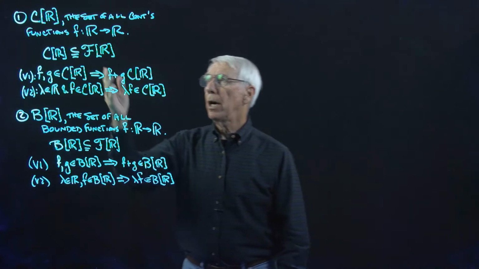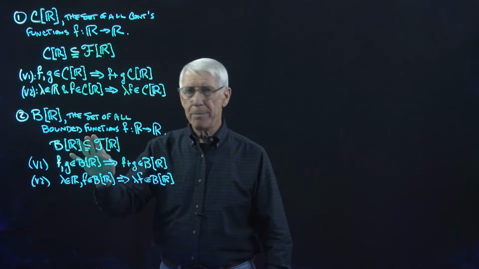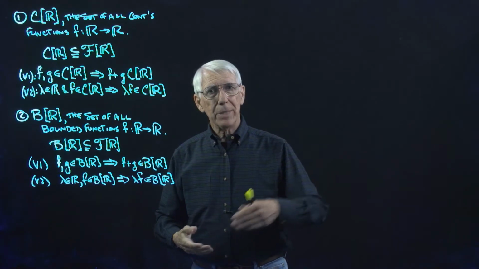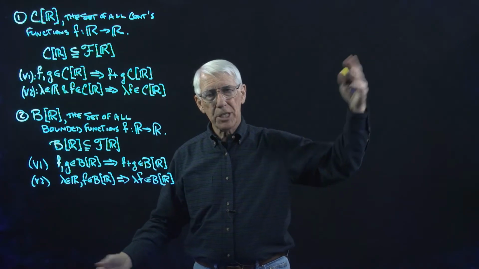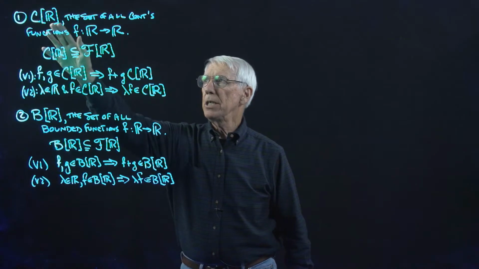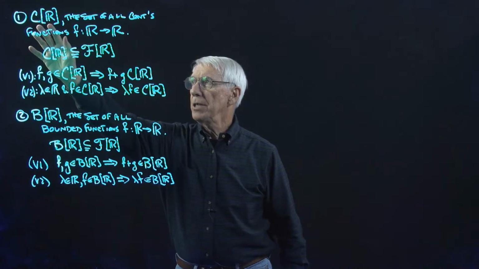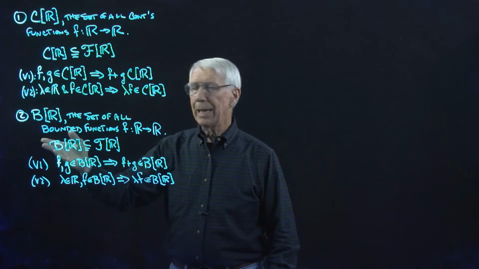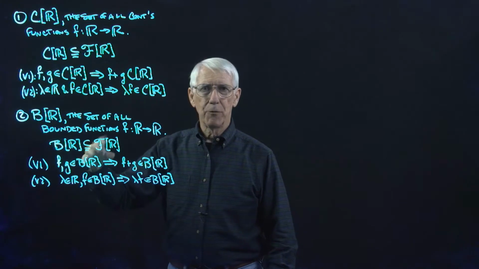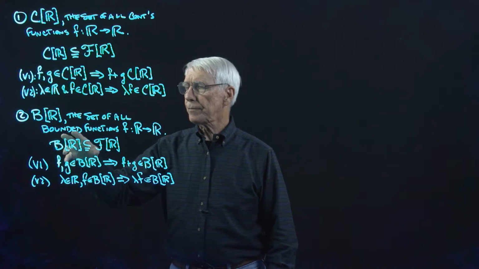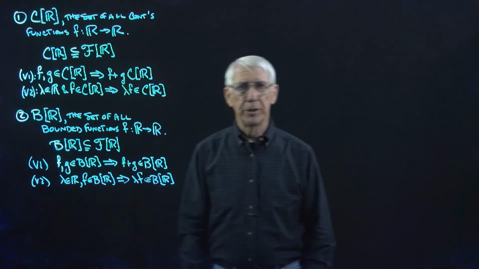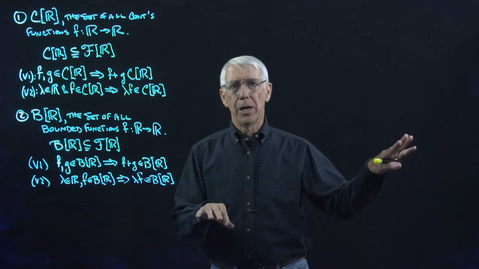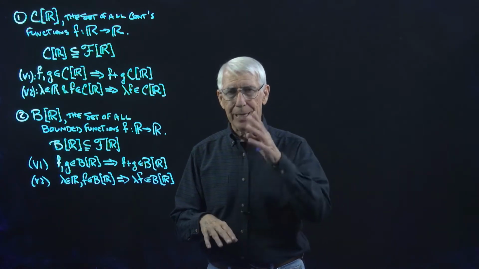That is, there are plenty of continuous functions that are not bounded. Just take the function f of x equals x. That's not bounded because x gets arbitrarily large, both positive and negative. So there are plenty of continuous functions that aren't bounded, so C of R is not a subset of B of R. There are plenty of bounded functions that are not continuous. You can make up simple functions that are bounded and not continuous. Just take a function that's 0 on all the negative real numbers and 1 on all the positive real numbers, and it can be anything at 0.